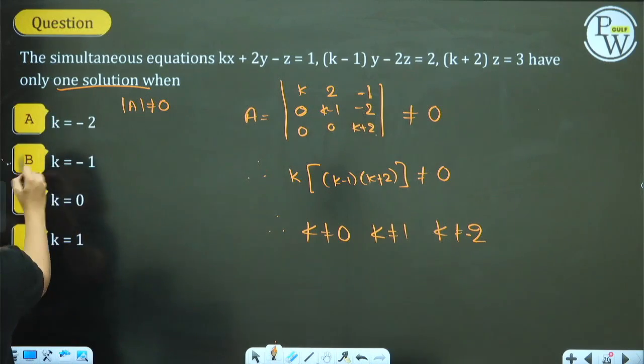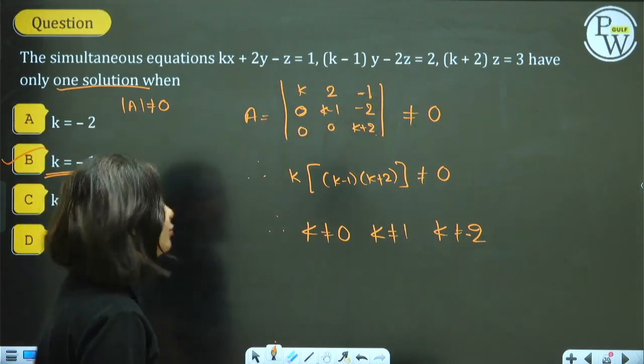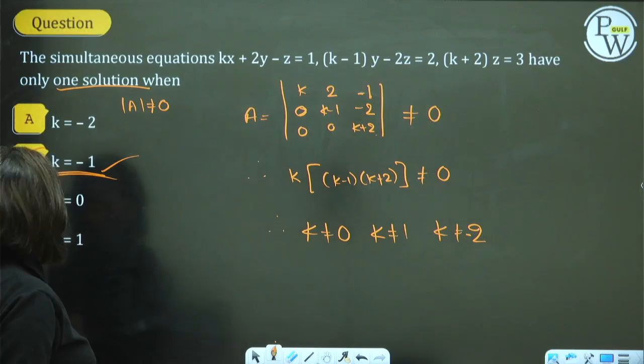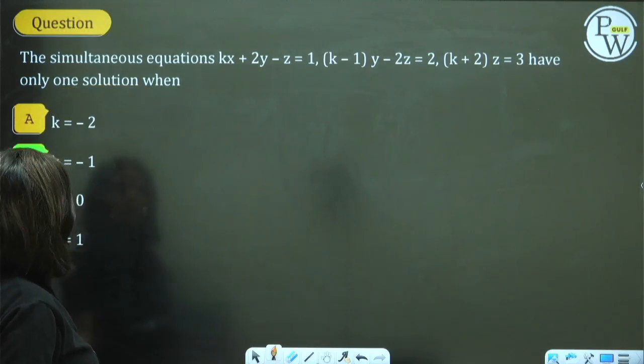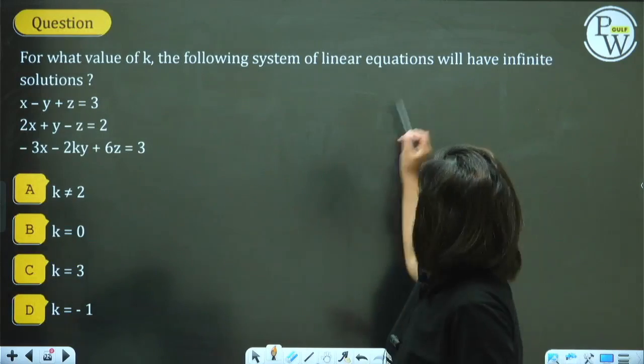That means k can be what? What can be k? It can't be 0, can't be 1, can't be minus 2. It can be minus 1, of course. It can be minus 1, got it? Very good.